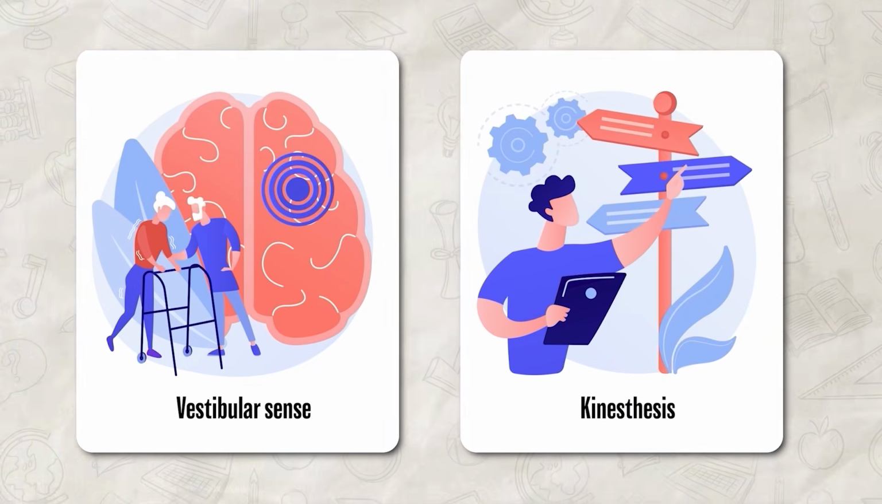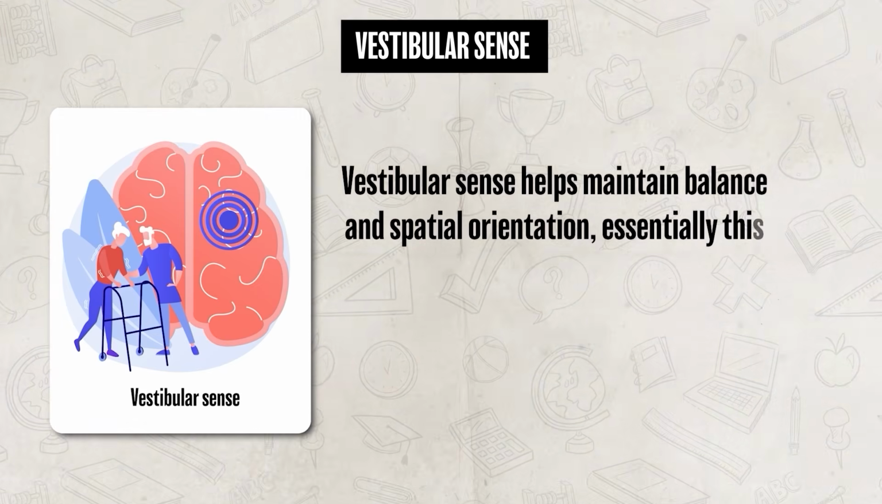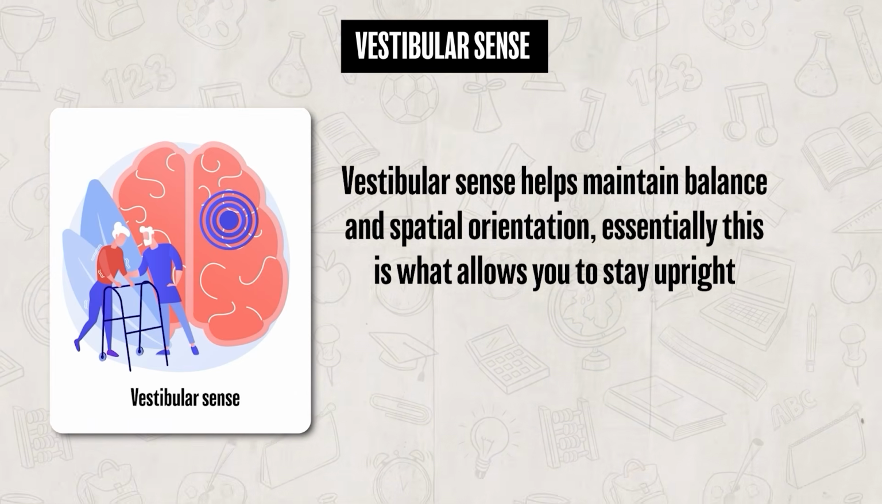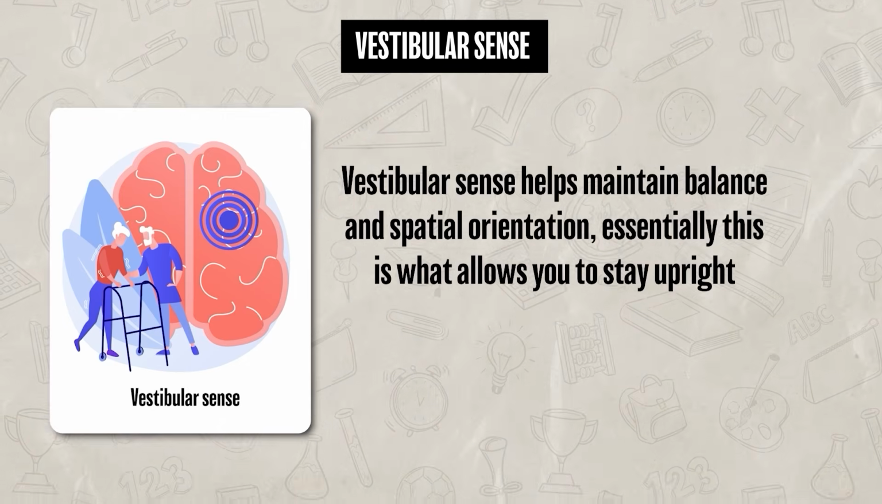Okay, I know this video has been really long, but we made it to our last two concepts. Now we have to talk about the vestibular sense and kinesthesis. The vestibular sense helps maintain balance and spatial orientation. Essentially, this is what allows you to stand upright.